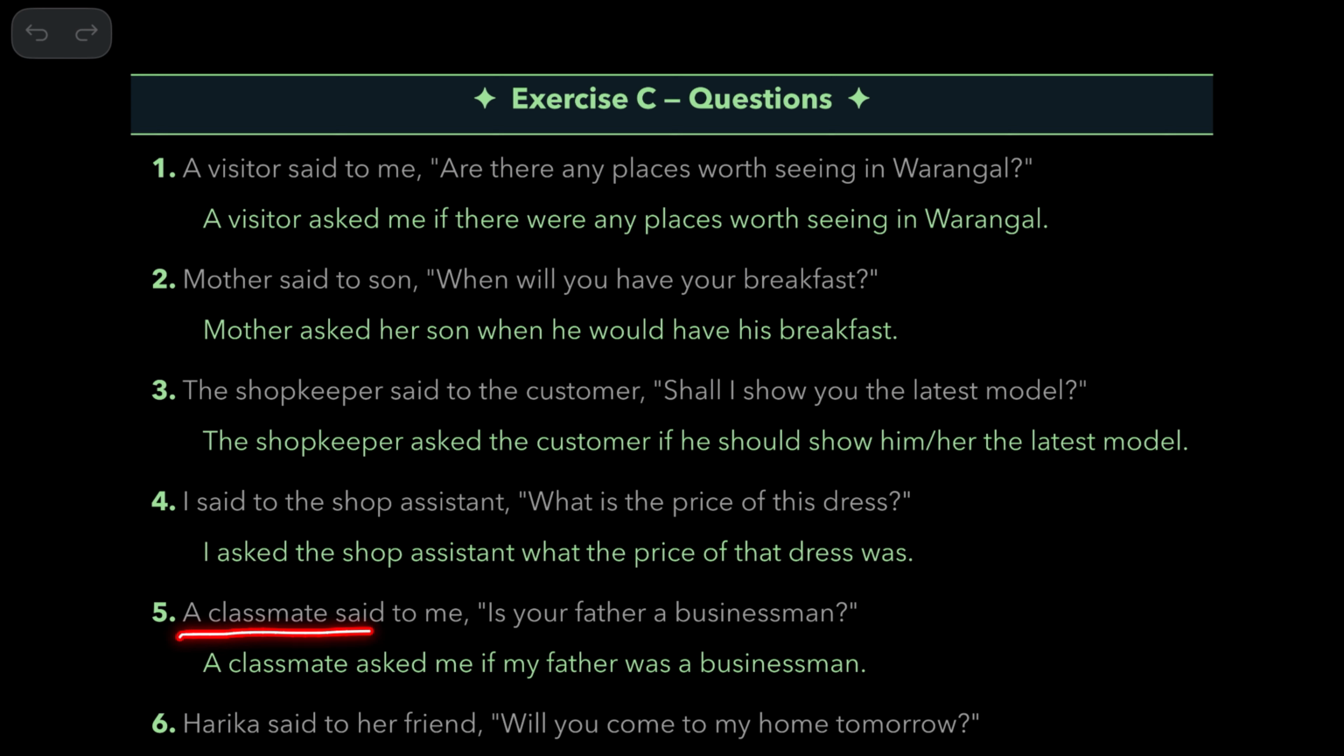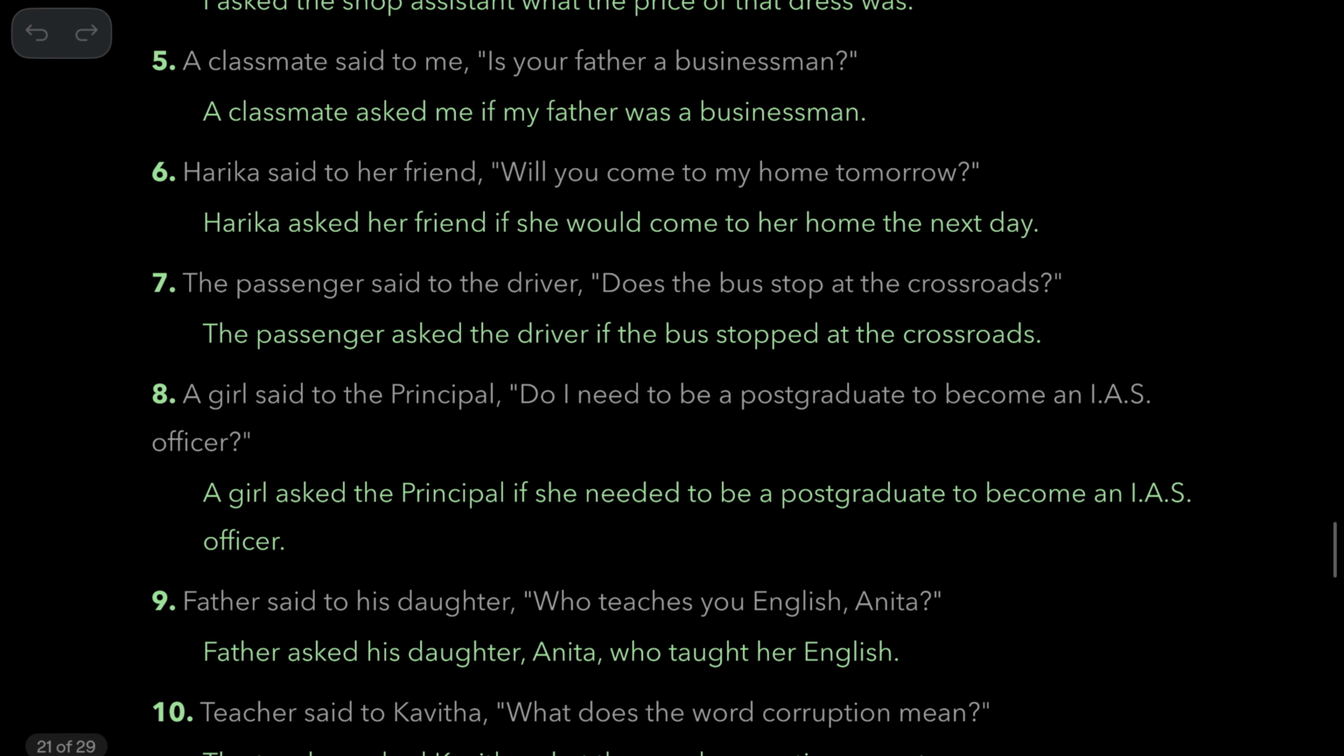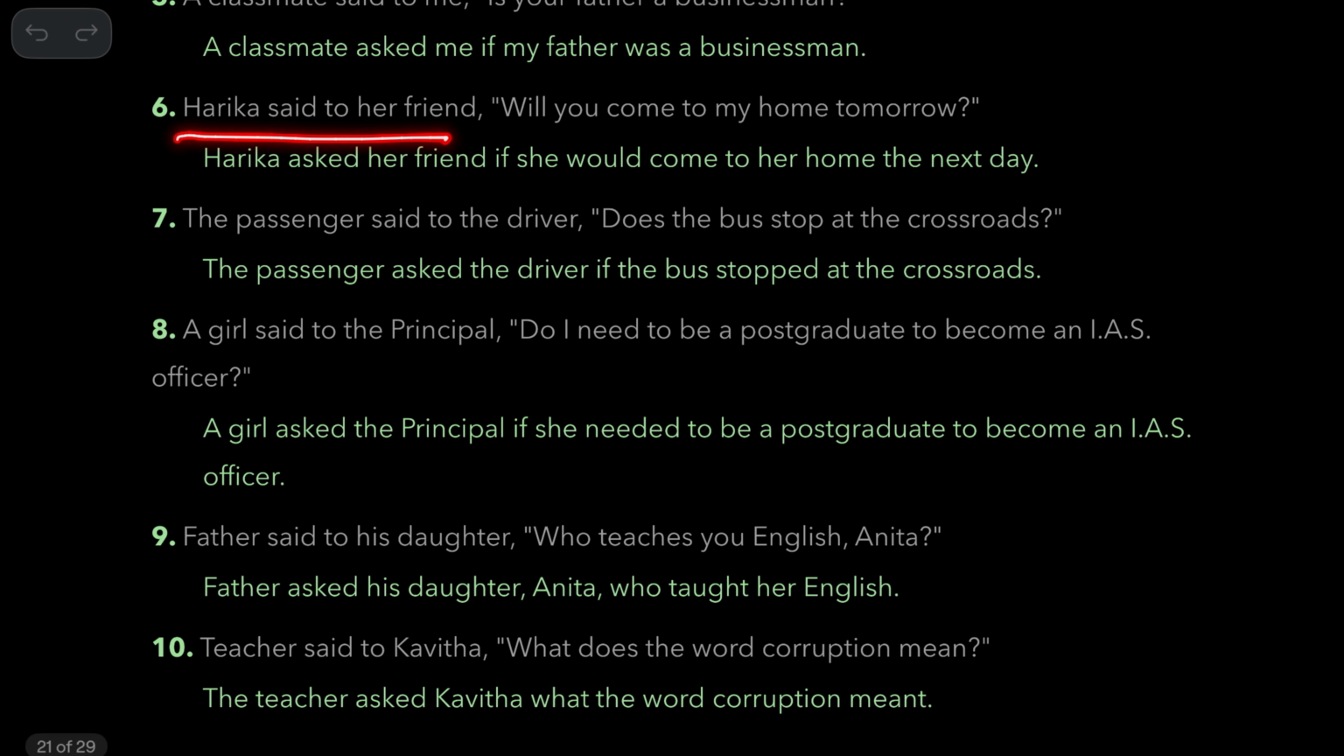A classmate said to me, is your father a businessman? A classmate asked me if my father was a businessman. Harika said to her friend, will you come to my house tomorrow? Harika asked her friend if she would come to her home the next day. Of course, this word can also be changed to go, like she would go home, but this is better.